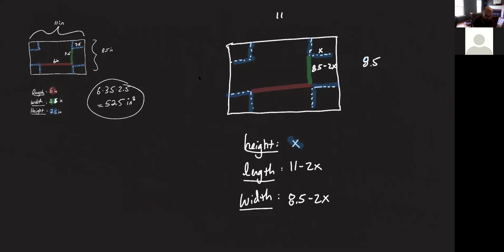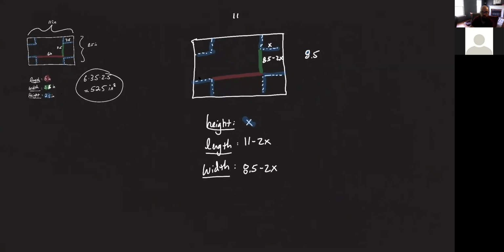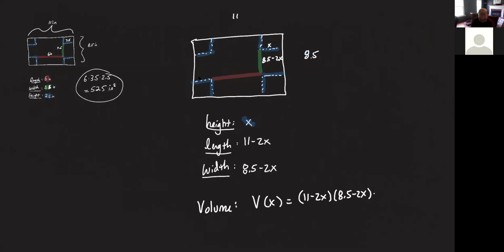Okay, so I put all this together, and now what we want to say is, what's our volume? So we just multiply them all together? Right, so our volume is going to be, we're going to call it V of x, depending on what x is. We'd have length times width times height, which is just x, right?